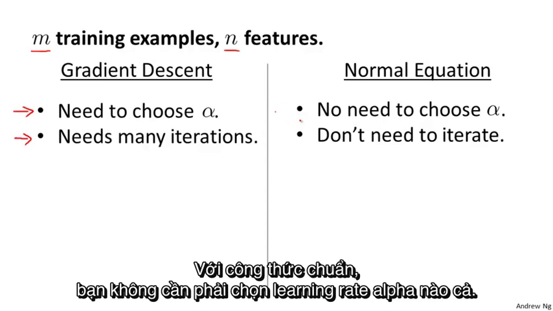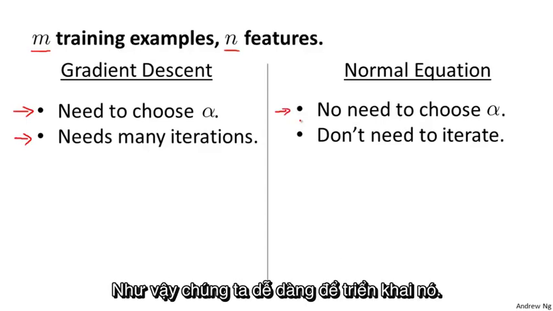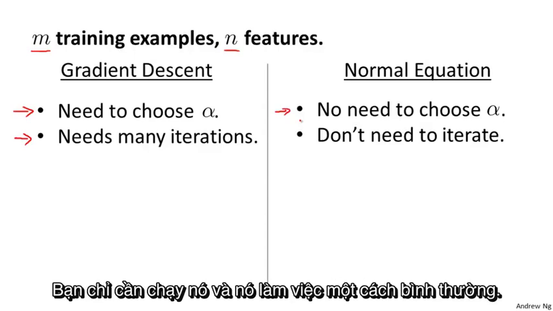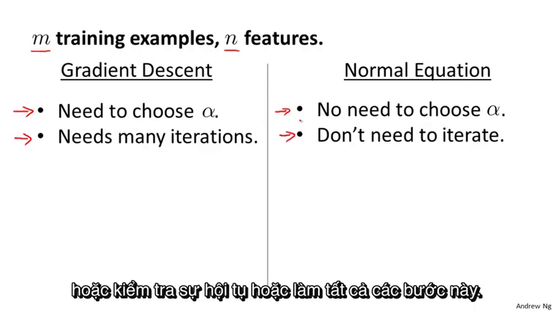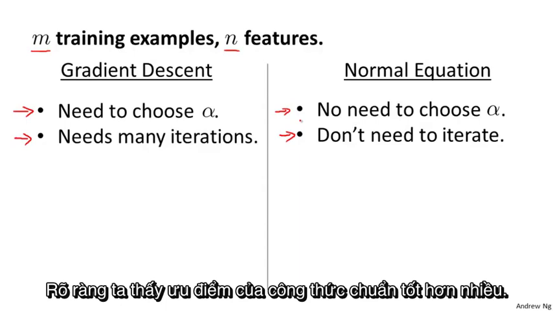As for the normal equation, you don't need to choose any learning rate alpha, so that makes it really convenient, makes it simpler to implement, and you just run it, and it usually just works. And you don't need to iterate, so you don't need to plot J of theta, check for convergence, and take all those extra steps. So far, the balance seems to favor the normal equation.